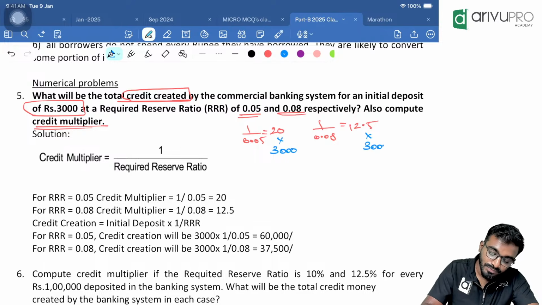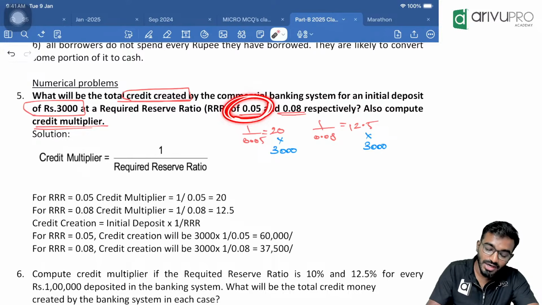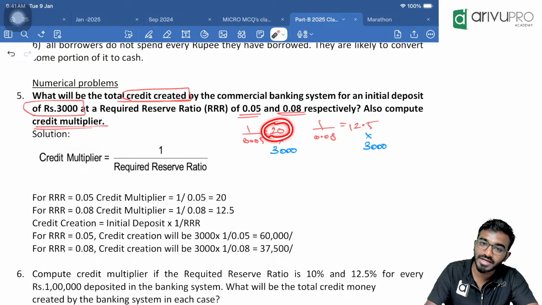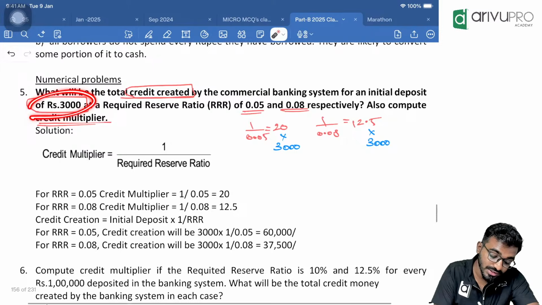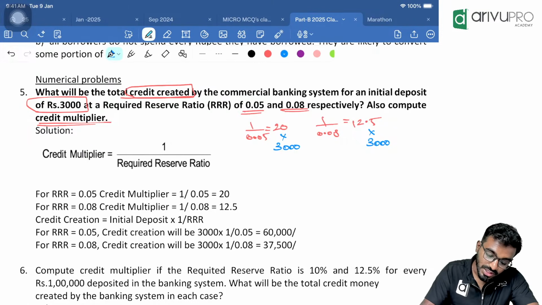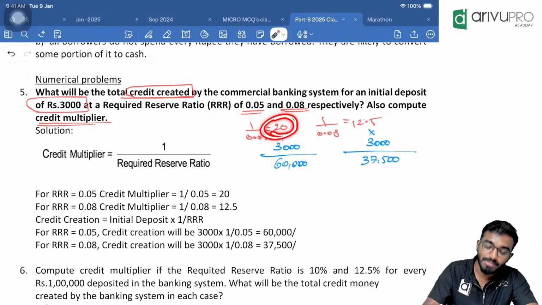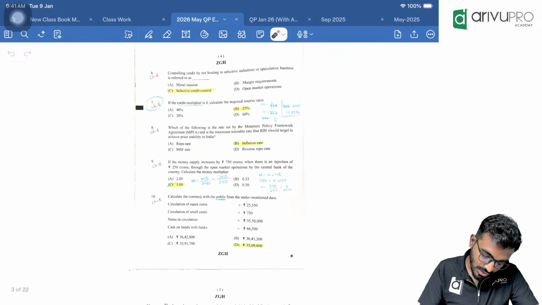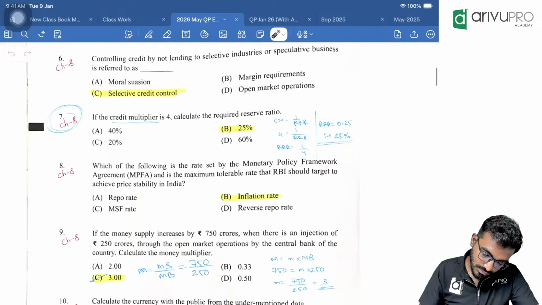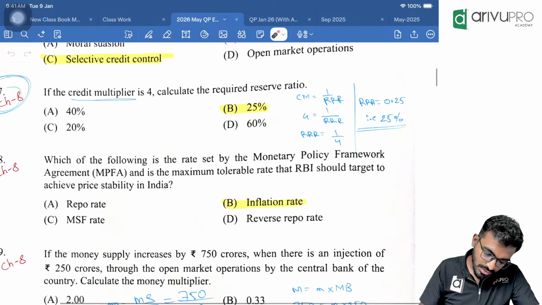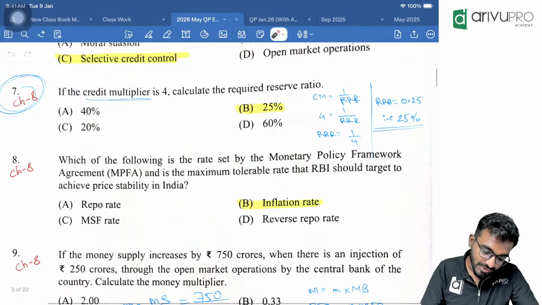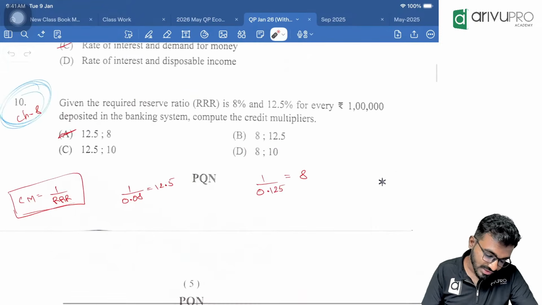3,000. That means in the first scenario, if required reserve ratio is just 5%, money will multiply 20 times. What is the 20 times? Initial deposit. So 20 into 3,000, this will become 60,000. And here 12.5 into 3,000, this will become 37,500. So either they may just ask you to identify this multiplier or credit money creation. Anything can be asked. See, recently the question was asked in the reverse calculation. First let me give you the proper calculation. Next I will come to reverse calculation. Yes, here.